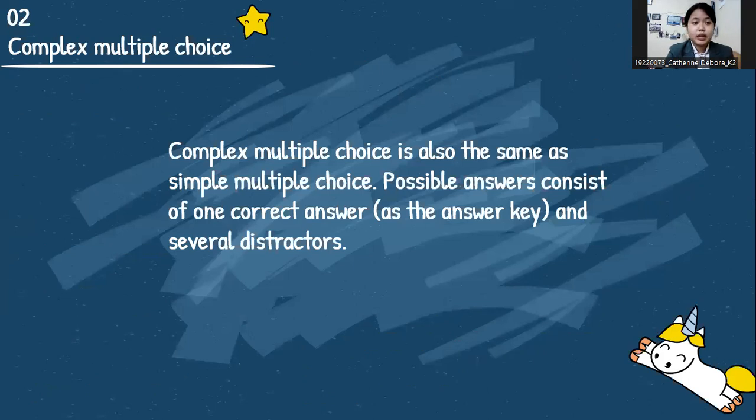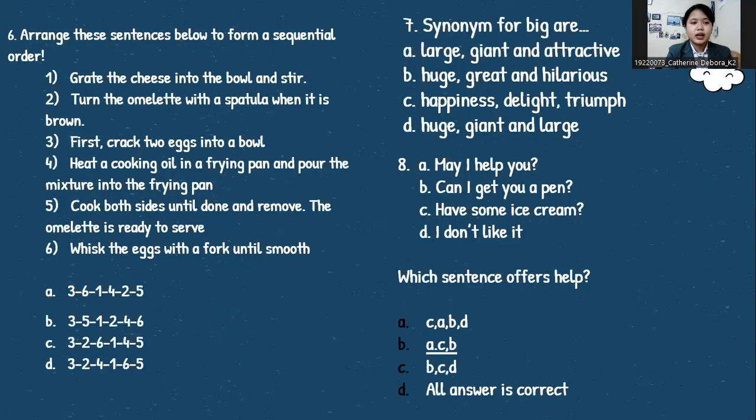Number 2 is complex multiple choice. Complex multiple choice is also the same as simple multiple choice. Possible answers consist of one correct answer as the answer key and several distractors. As we can see from the example, there are some distractors from the option, so it can make the student think hard to find the answer.